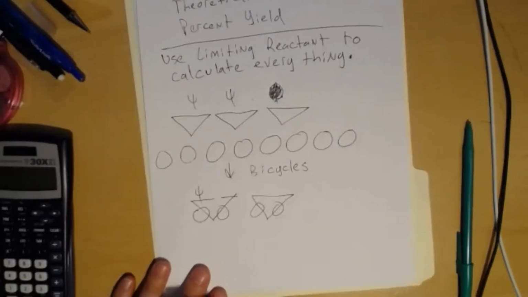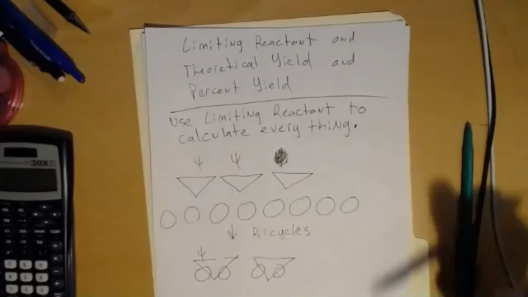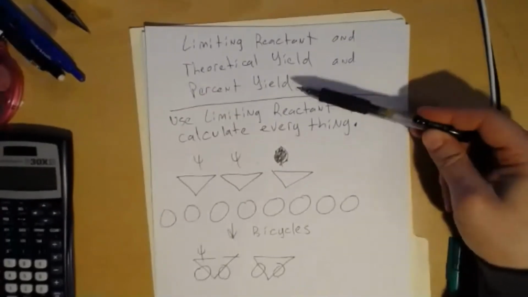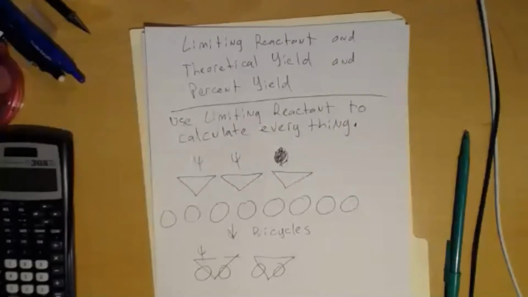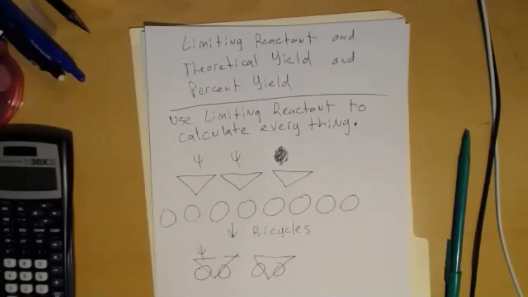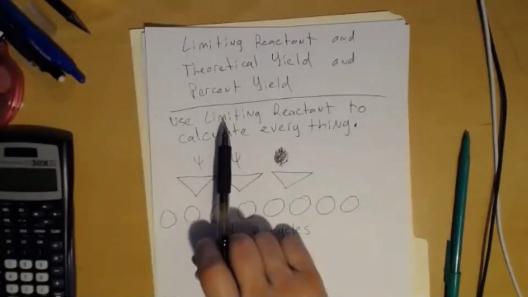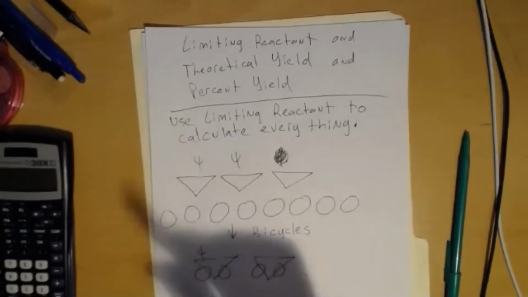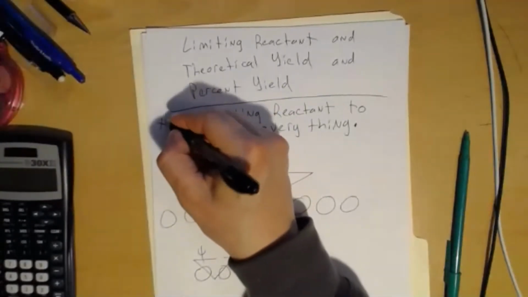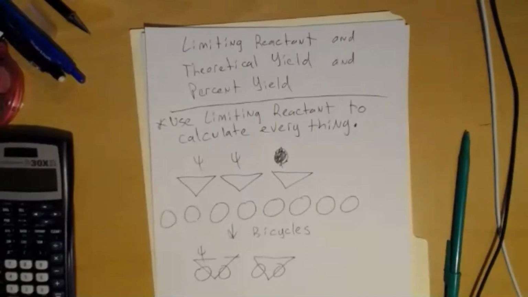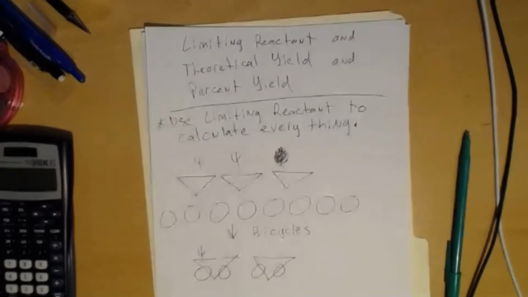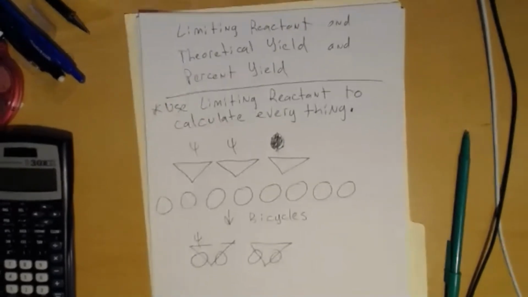Limiting theoretical. Yeah, so we're going to cover limiting reactant, theoretical yield, and I'll talk a little bit about percent yield. I don't think percent yield's on the worksheet. I haven't defined any of those terms yet. I'm talking about, and a really important concept to put a star by this is to use the limiting reactant to calculate everything. But first I'm doing a metaphor.